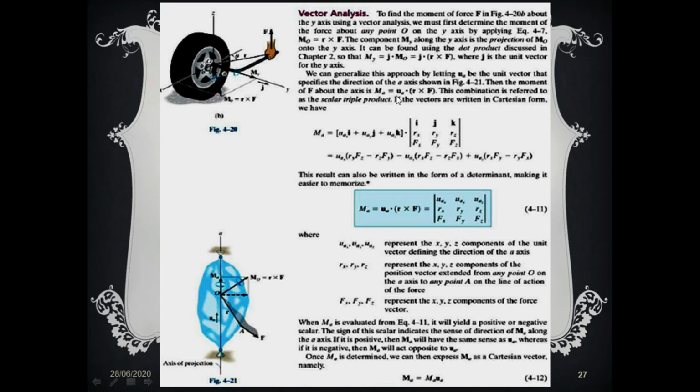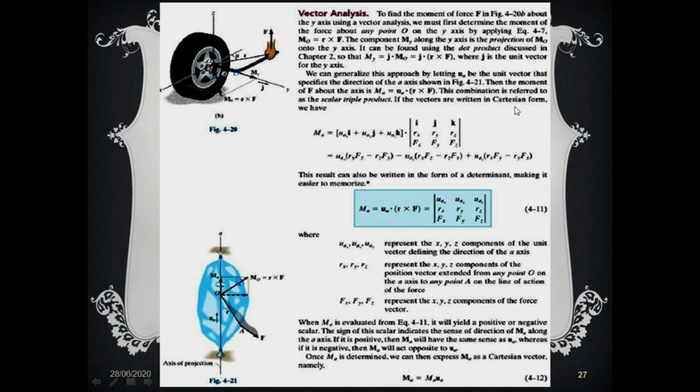So you take uA, the unit vector about this axis, and you take a dot product and you do the cross product, the vector product of r cross F, which was this M naught. This is M naught and this is uA. So you take a dot product of this with the vector product of M naught. This combination is referred to as the scalar triple product.